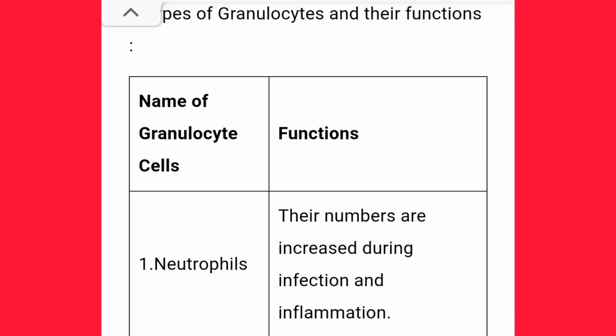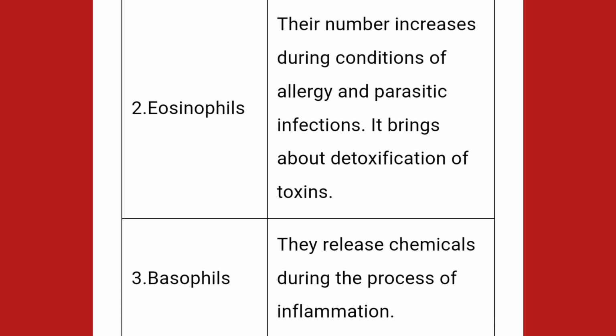Types of granulocytes and their functions. Name of granulocyte cells, functions. First one, neutrophils. Their numbers are increased during infection and inflammation. Second point, eosinophils. Their number increases during conditions of allergy and parasitic infection. It brings about detoxification of toxins. Third point, basophils. They release chemicals during the process of inflammation.